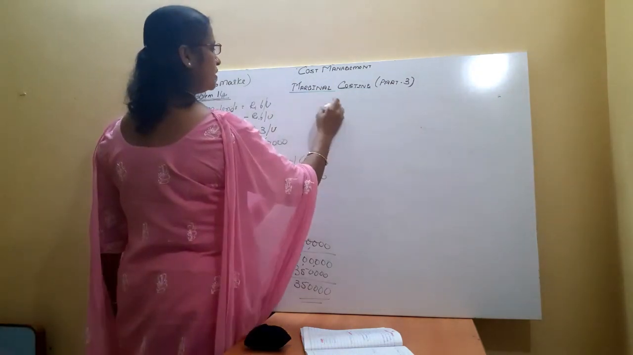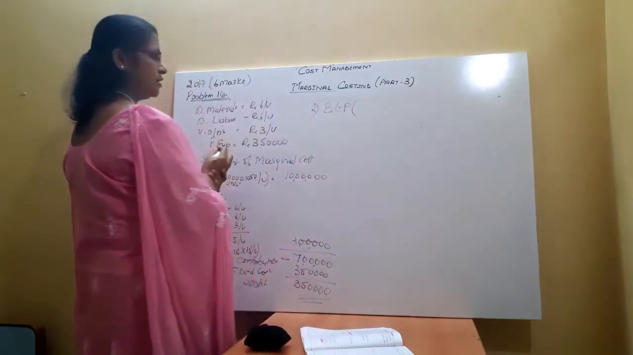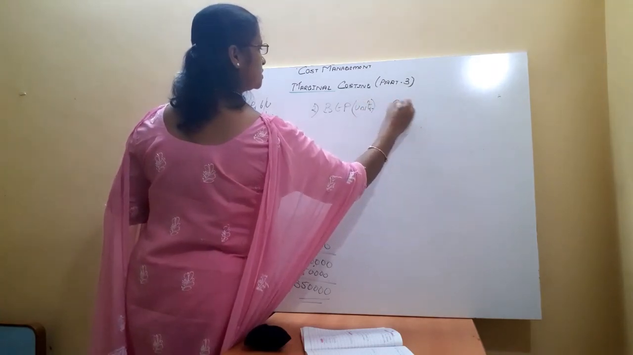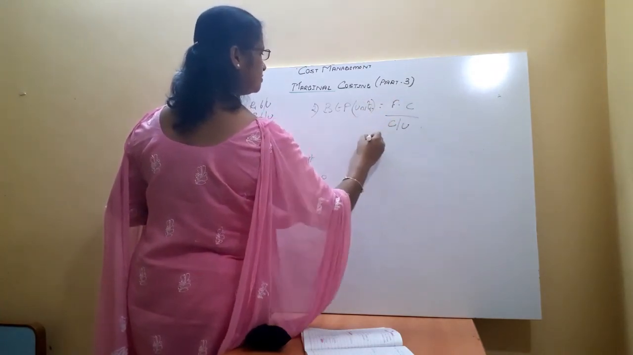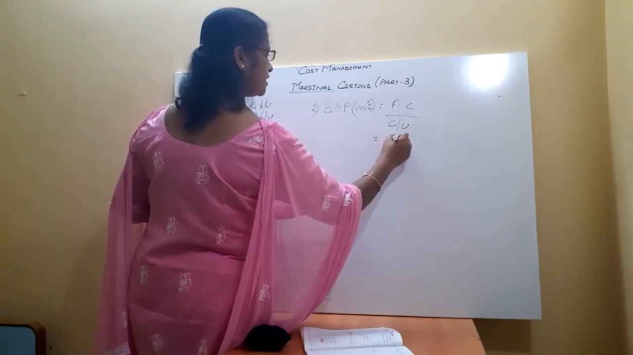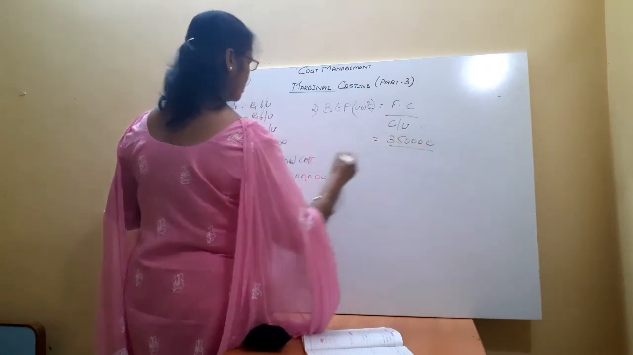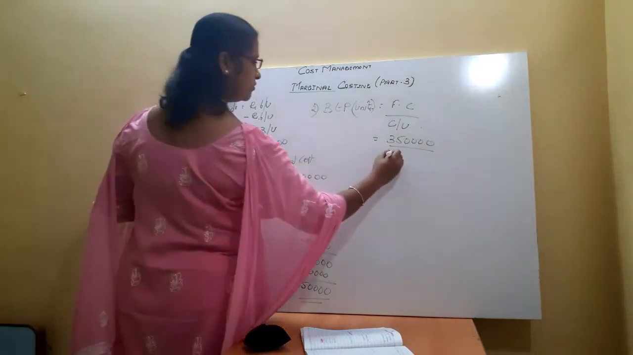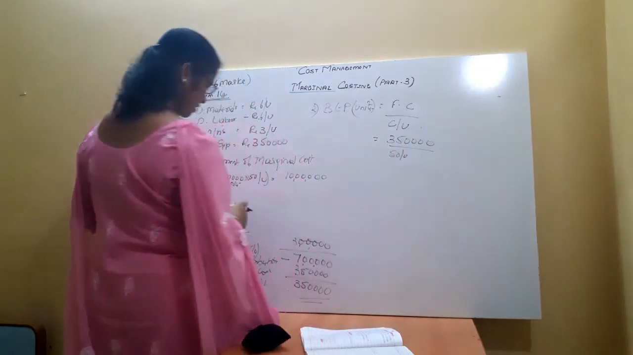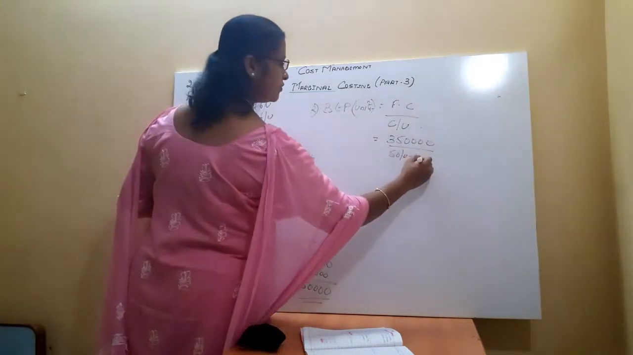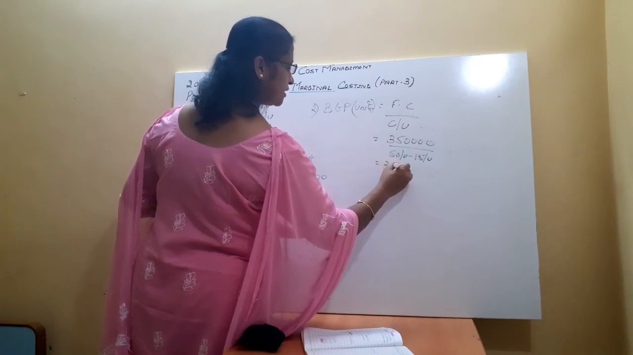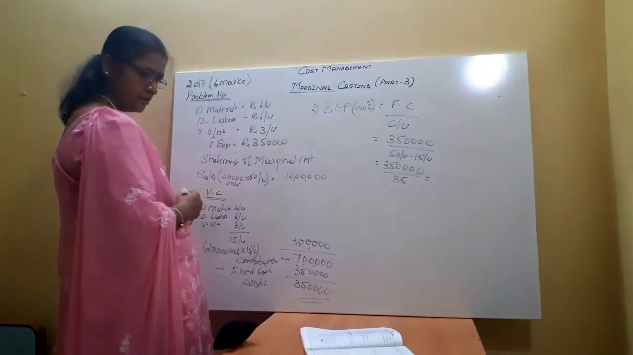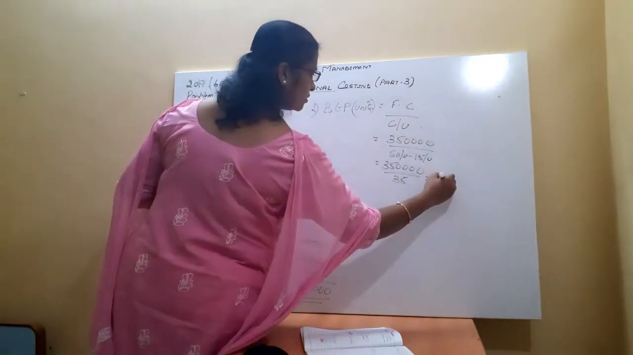So BEP in units is fixed cost divided by contribution per unit. Fixed cost is 3,50,000 and contribution per unit is selling price 50 rupees per unit minus variable cost we calculated as 15 rupees per unit. So 3,50,000 divided by 35 rupees, you get the answer as 10,000 units.